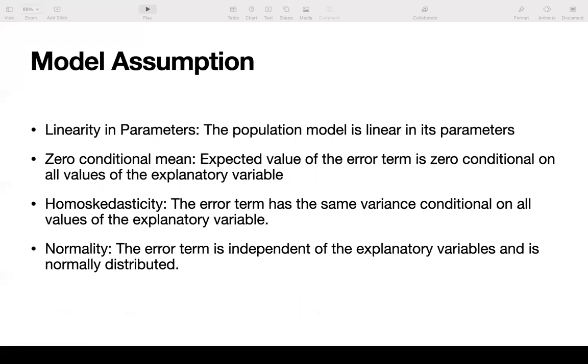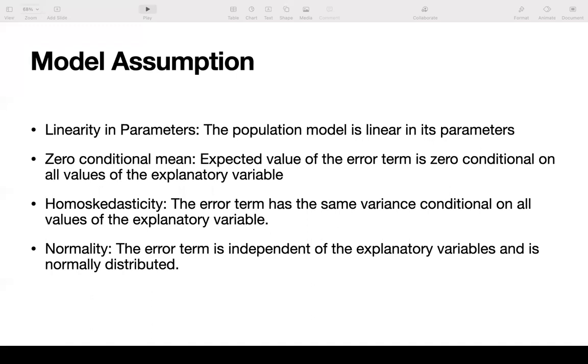So here we have the model assumptions. We have a total of 4 assumptions, and the first one states linearity in parameters, which is that the population model is linear in its parameters. And secondly, we have zero conditional mean. So the expected value of the error term is 0, conditional on all values of the explanatory variable.